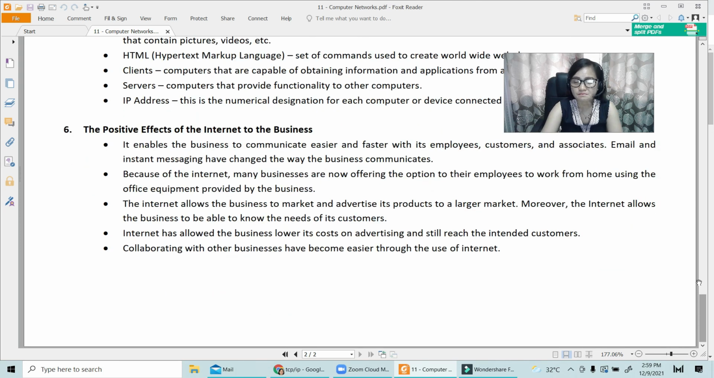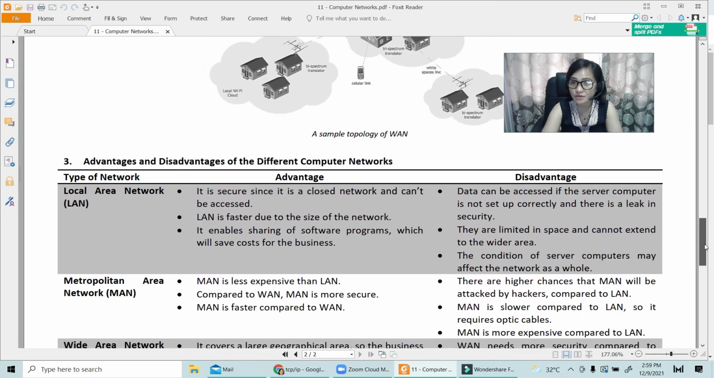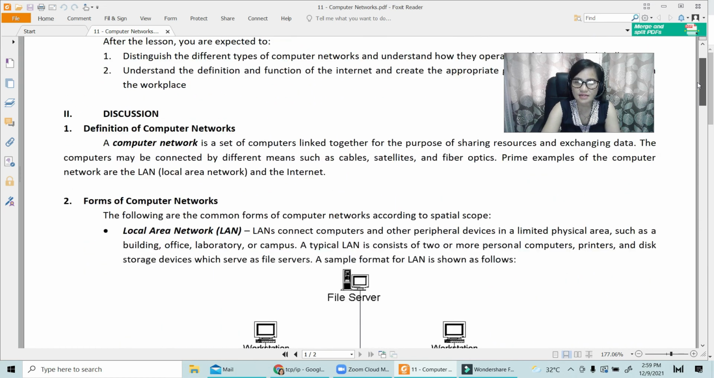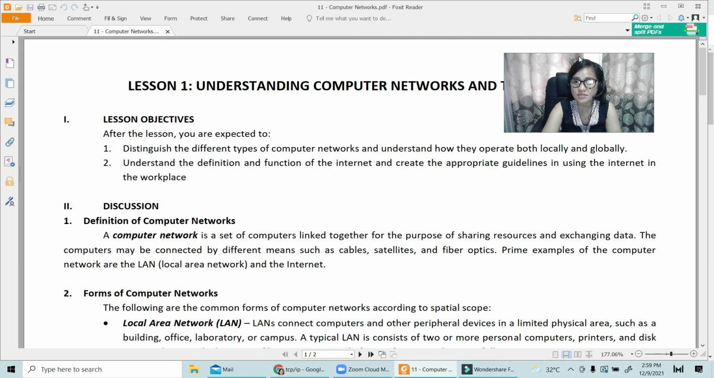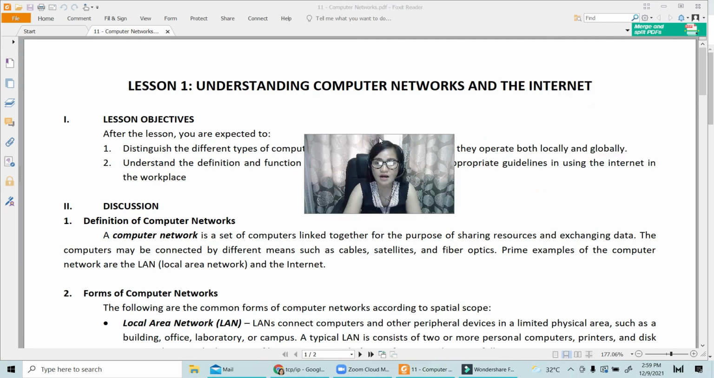Okay, so I hope you gain something. I hope you are able to get an idea of what computer networks are and how they help us nowadays, how they give us lots of opportunities, and a discovery of what we are going to do in the future, because the future is the internet.